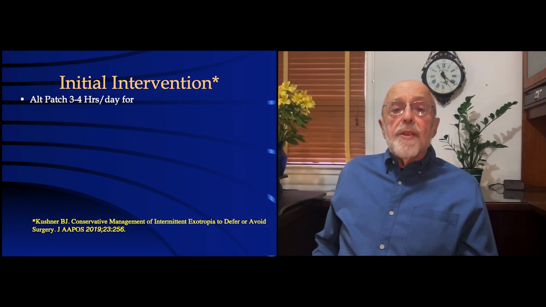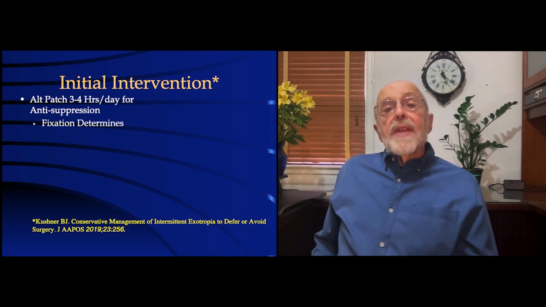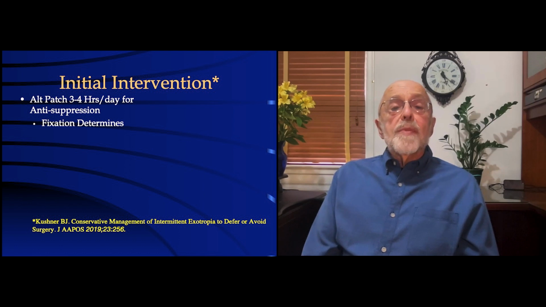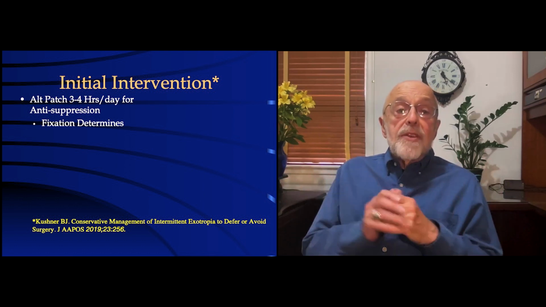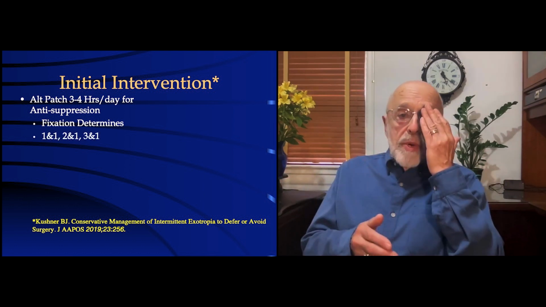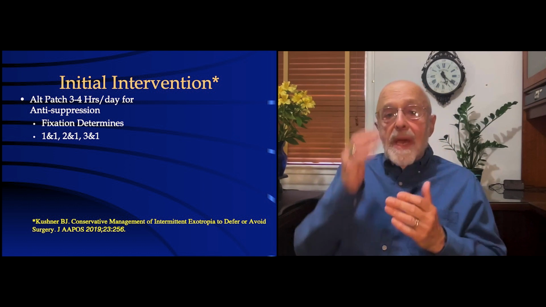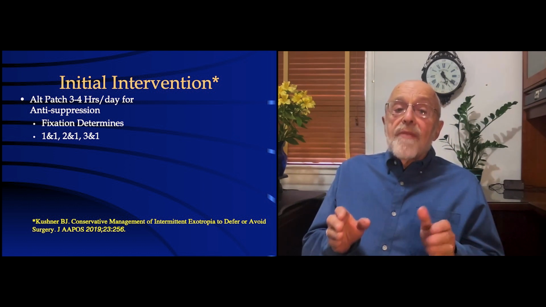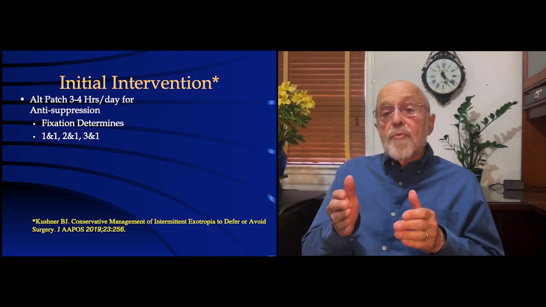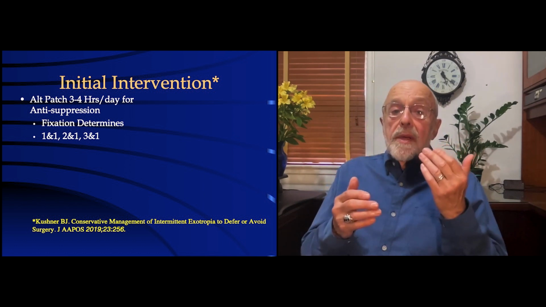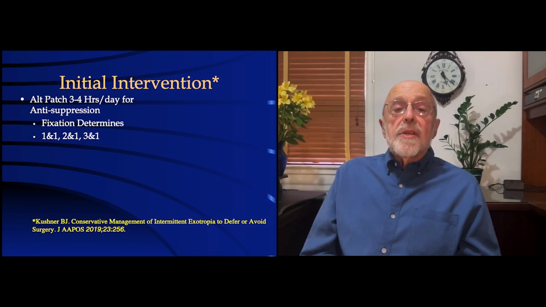And this will be alternate patching, 3 or 4 hours a day, and it's for anti-suppression, not for amblyopia management. And the fixation pattern determines my rotation sequence. If they're free alternators, which is actually uncommon in my experience, I'll patch one eye one day, the other eye the next, back and forth. If there's a fixation preference, I may go 2 days over the dominant eye, 1 over the other. Strong fixation preference, 3 and 1. Of course, if they're amblyopic, I just patch the dominant eye.